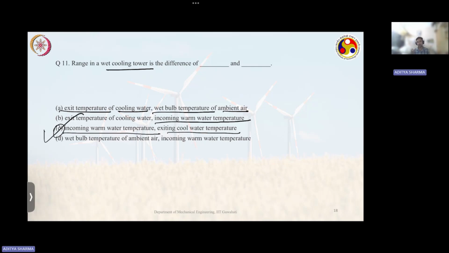So the temperature at, just give me a second.